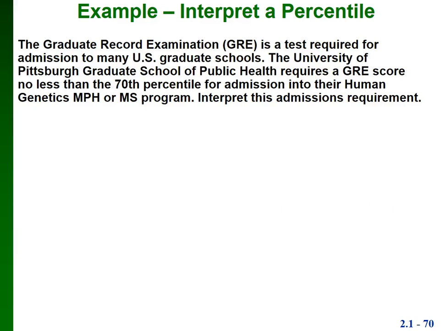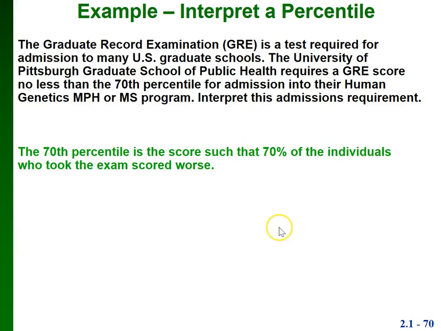Here's an example of interpreting a percentile. So if you have to go to graduate school, you may have to take a test called the Graduate Record Examination, or the GRE. The University of Pittsburgh Graduate School of Public Health requires a GRE score no less than the 70th percentile for admission into their human genetics program. So if we want to interpret this admissions requirement, one thing we could say is that the 70th percentile is the score such that 70% of the individuals who took the exam scored worse than that.